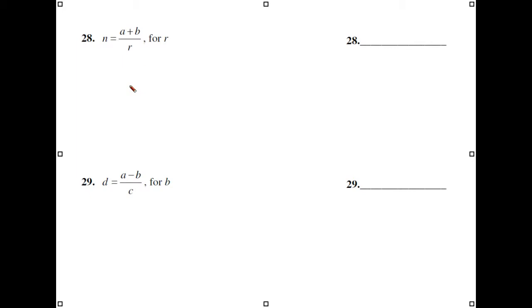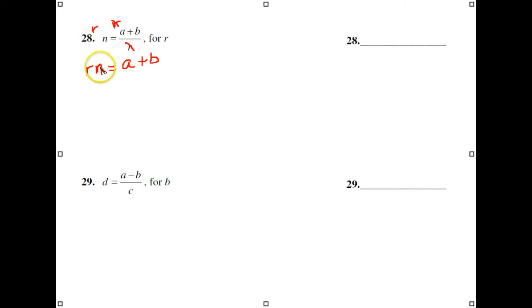Now in example 28, we're getting exposed to a number of different things. We want to solve for this r. So we're going to multiply both sides by r, which is the common denominator. We now get rn equals, so we multiply this side by r, we get rn, but on this side the r's now cancel out. So that's a plus b.